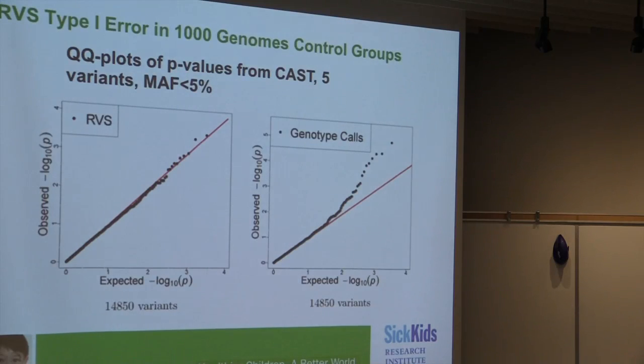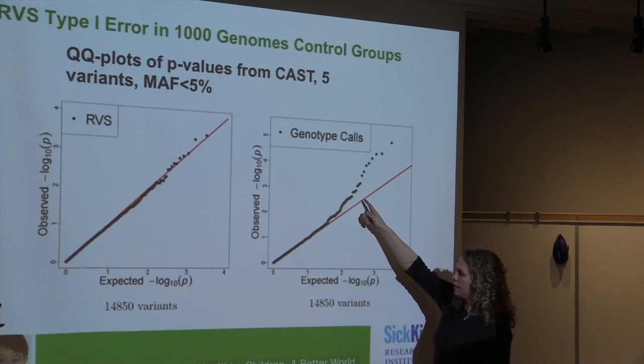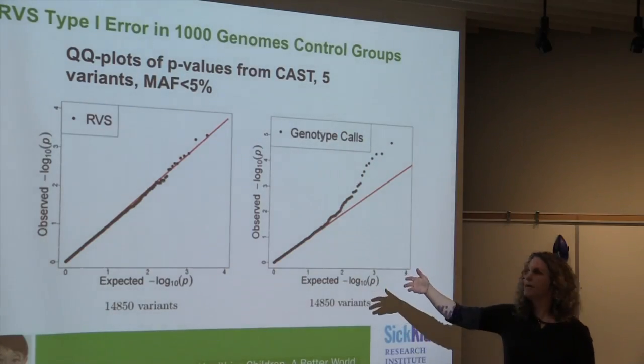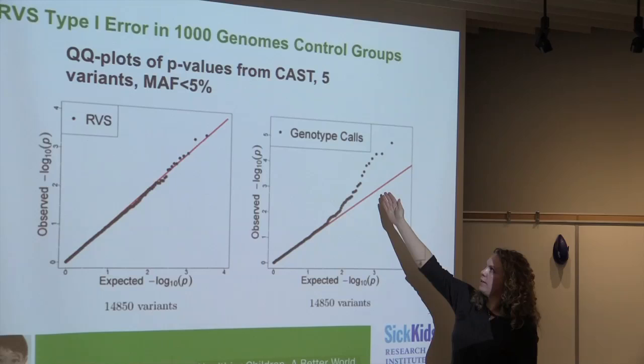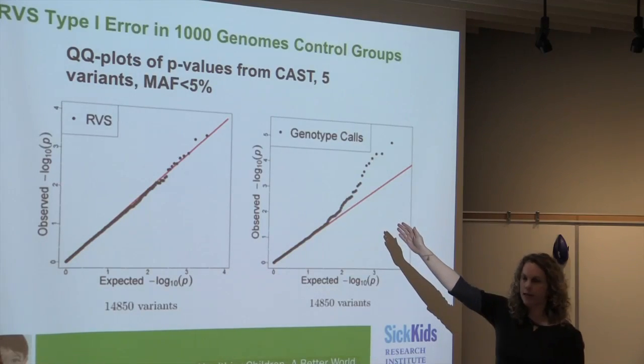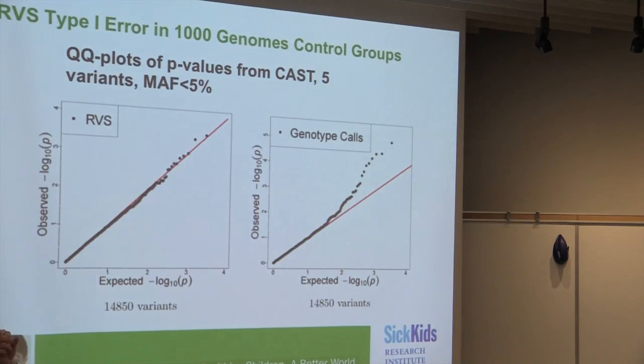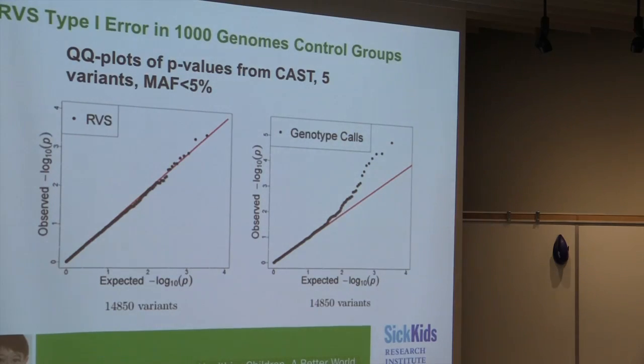And here, same data, but now we're looking at using that rare variant test. So these are for variants with minor allele frequency less than 5%. And here you start to see a lot of inflation in the genotype calls, way off the line. In both cases, we're analyzing the same variants, but you see quite a bit of inflation if you were to use the genotype calls for rare variant analysis, whereas for RVS it sits nicely on the identity line. So we're able to really adjust away that read depth bias in the 1,000 genomes data.